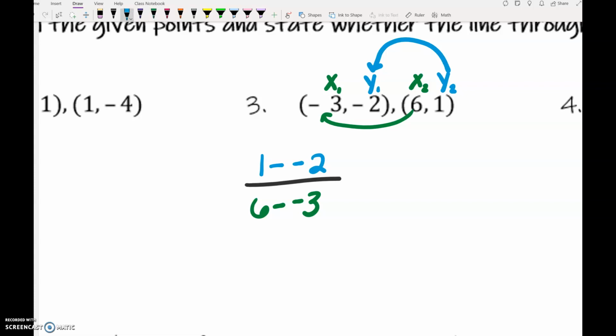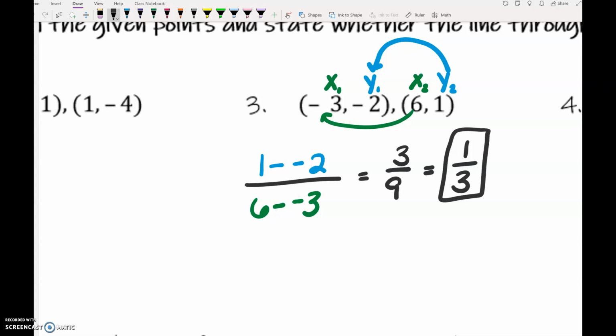All right, 1 minus a negative 2, that's the same as 1 plus 2. That would be 3. 6 minus a negative 3 is the same as 6 plus 3. That would be 9. If you can simplify this fraction in your head, great. If you can't, use your calculator. 3 ABC button 9, hit enter. It will simplify this fraction for you. It is the fraction 1/3. So the slope between these 2 points is 1/3.